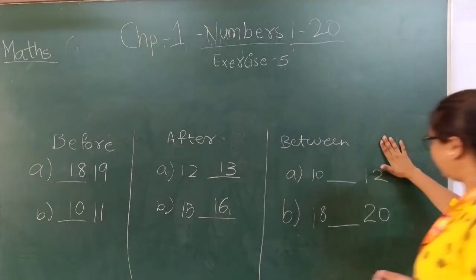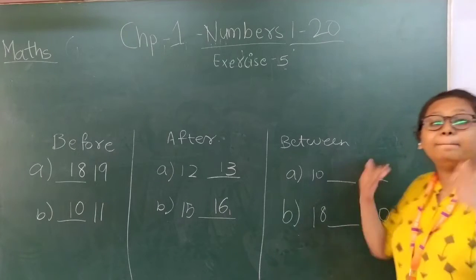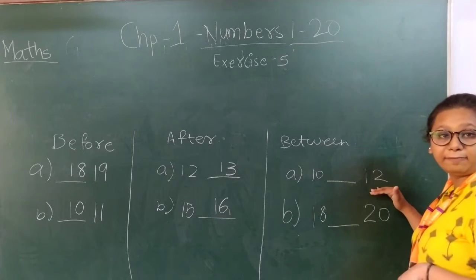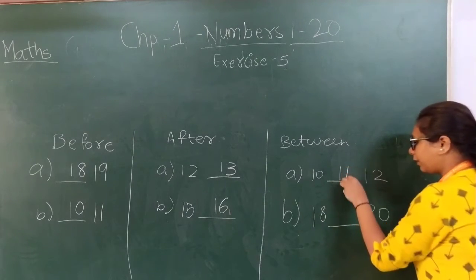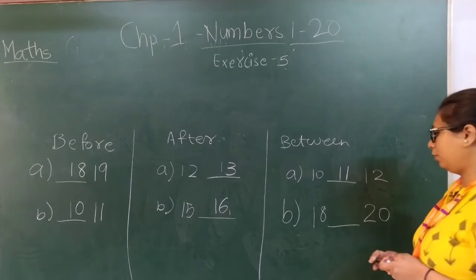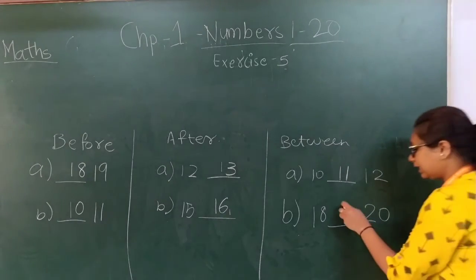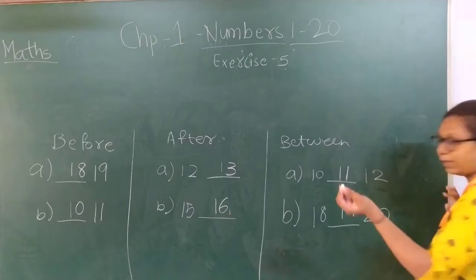Now coming to between. Now between मतलब बीच में. Okay. So what comes between 10 and 12? 11. So we write 11 over here. What comes between 18 and 20? 19. So we write 19 over here.